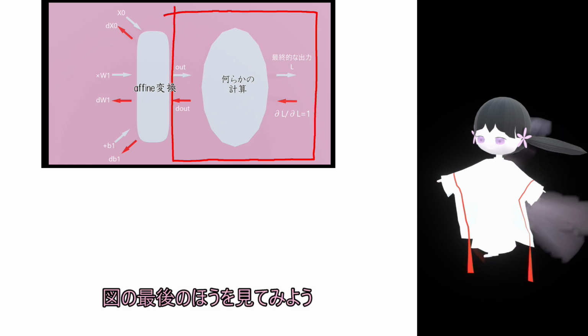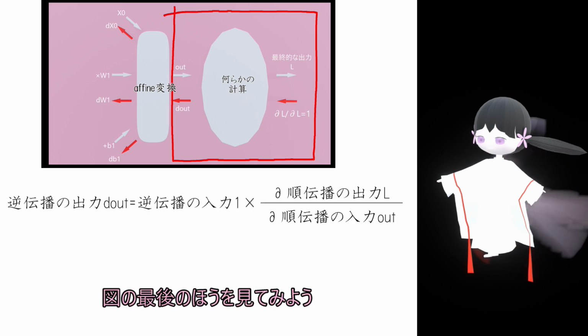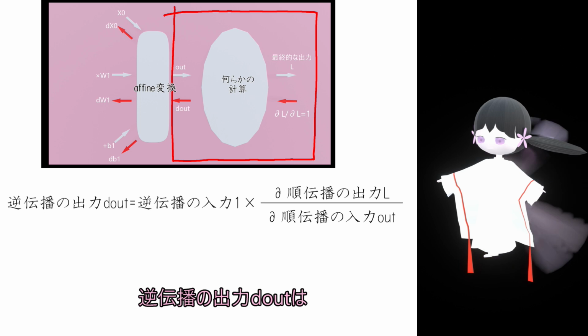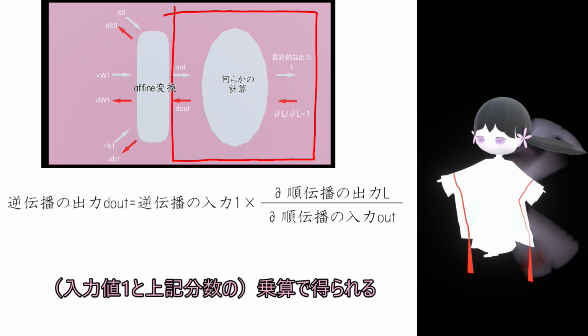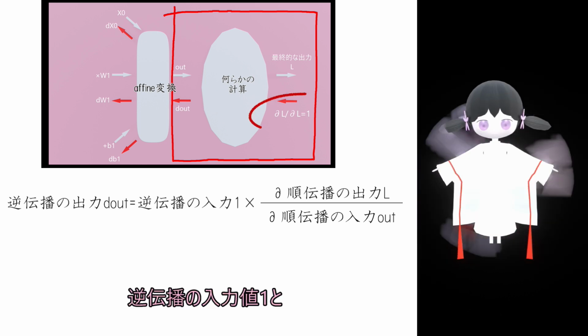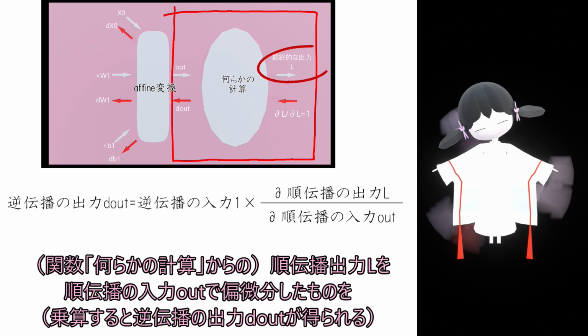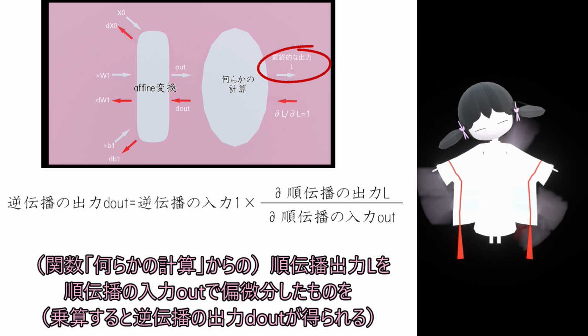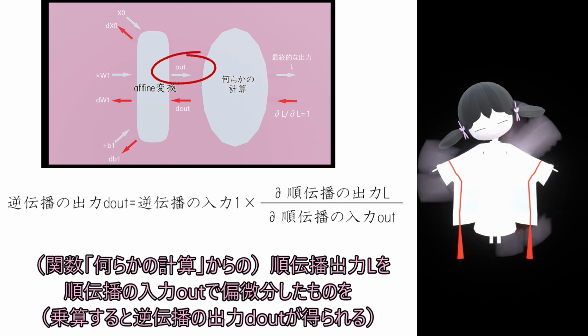Let's look at the last part of this picture. The output of the backpropagation, dout, is obtained by multiplying the input value, 1, of the backpropagation by the partial differentiation of the output of the forward propagation, L, with respect to the input of the forward propagation, out.